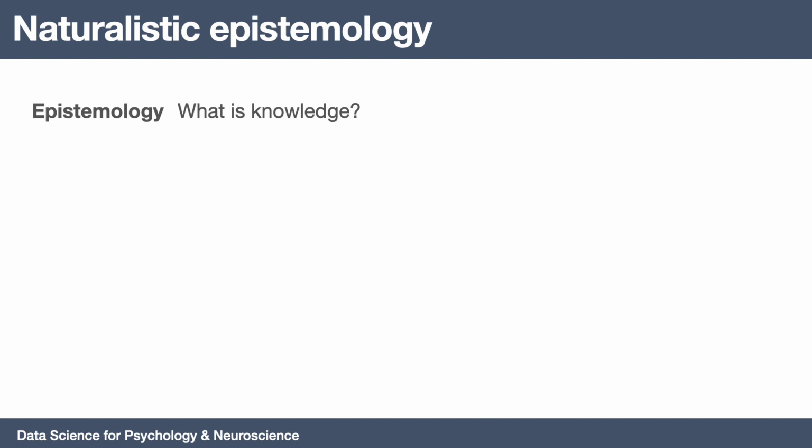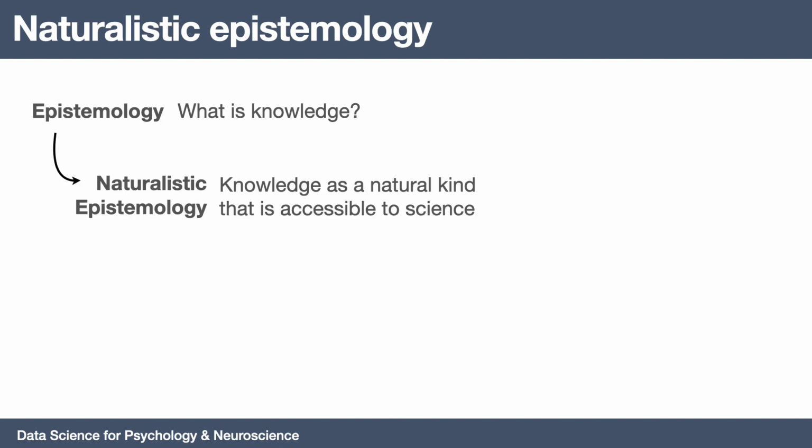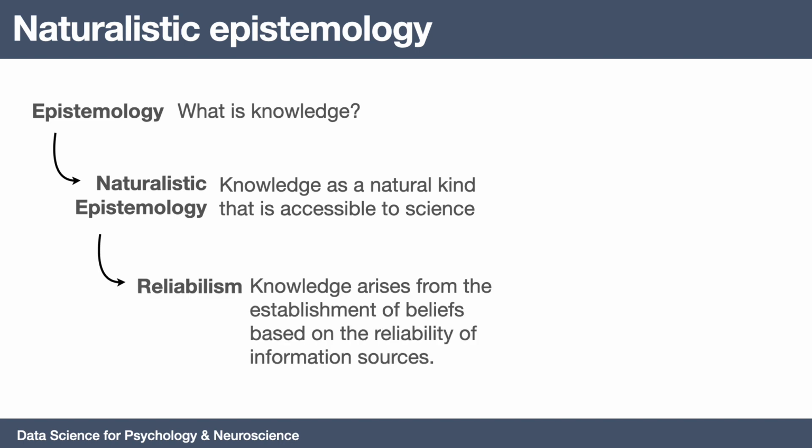Epistemology is this branch of philosophy focused on answering the question, what is knowledge? Within epistemology, there's a subfield known as naturalistic epistemology, which views knowledge as a natural kind that is accessible to science. Basically, naturalistic epistemology strips away all the metaphysics of traditional epistemology and focuses on what can we tangibly know through empirical experience. Within naturalistic epistemology, there's a subfield known as reliabilism, which arose in the latter half of the last century.